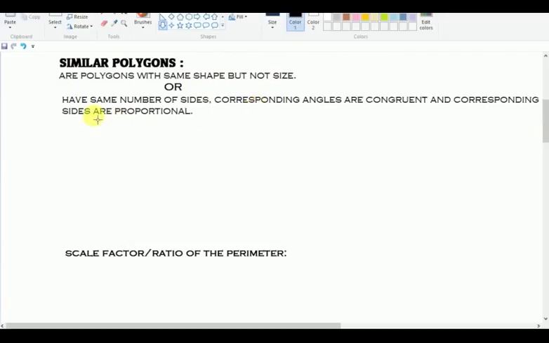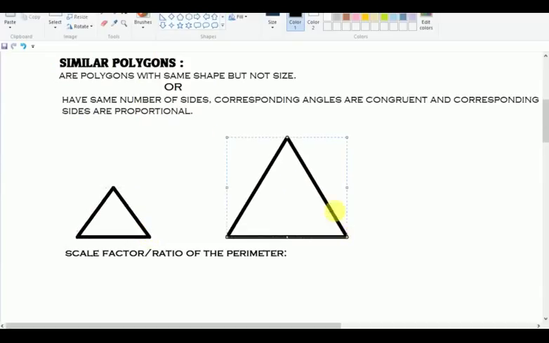Simply, you can say that similar polygons have the same number of sides, corresponding angles are congruent, and corresponding sides are proportional. So let's give an example of this. Let's use the triangle, the normal one, and give it a small triangle and this big triangle.